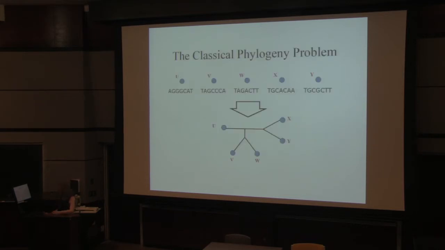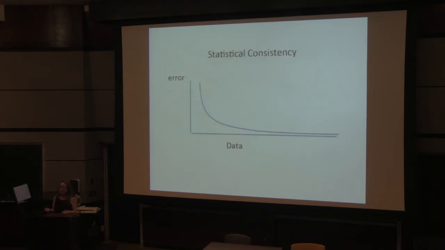In the context of phylogeny, it's sequence length. As your sequences get longer and longer, your error in your estimate of the tree will go to 0 if you have a good method. Okay? If you only have a single nucleotide, you can't tell very much. If you have thousands of nucleotides, you should be able to get a correct tree with very high probability. So statistical consistency is a statement about an algorithm. The algorithm wants to have a guarantee that as the data increases, the error will go to 0.